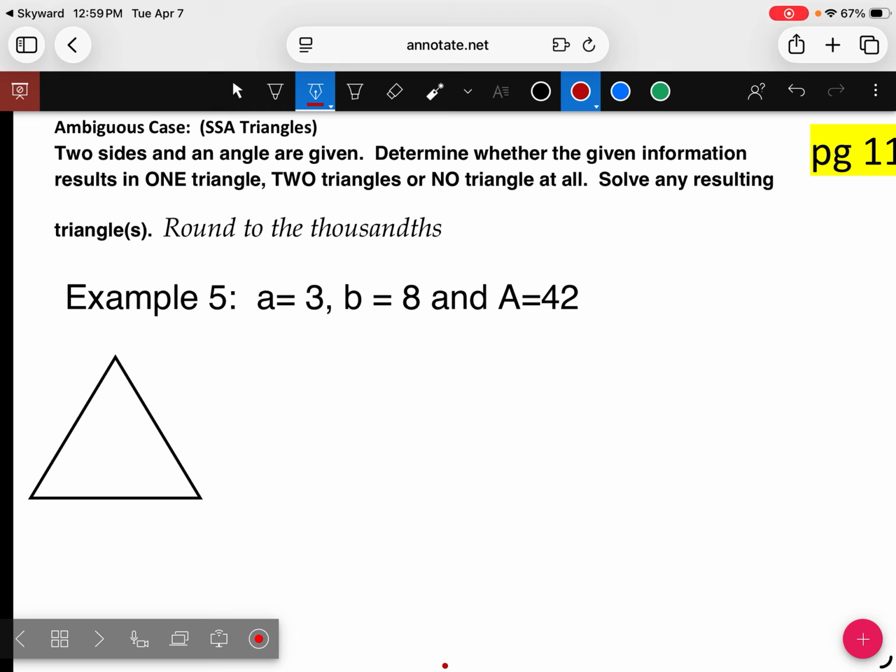Sometimes you will get one triangle, but the tricky part is sometimes you can actually have two. Okay? So that's what we're going to talk about today, and how you can determine how many triangles you have using the law of sines. So let's get started. Again, notice that we have the backwards order. Example 5. I have a side, and an angle. This is ambiguous. A side, and an angle.